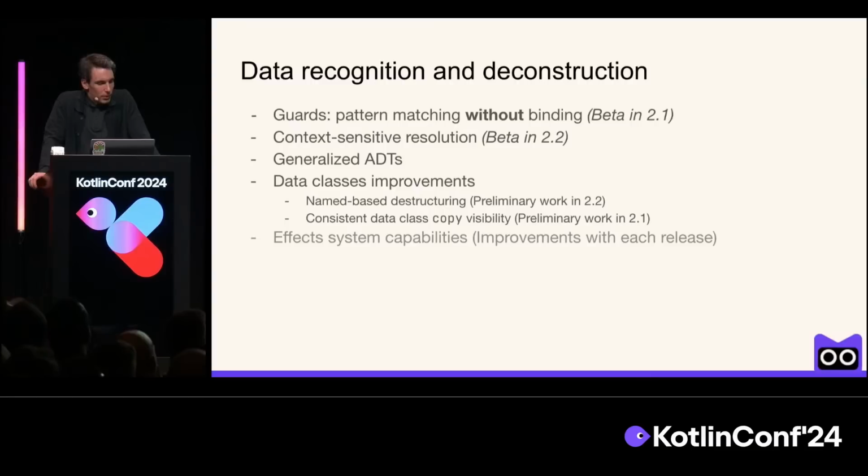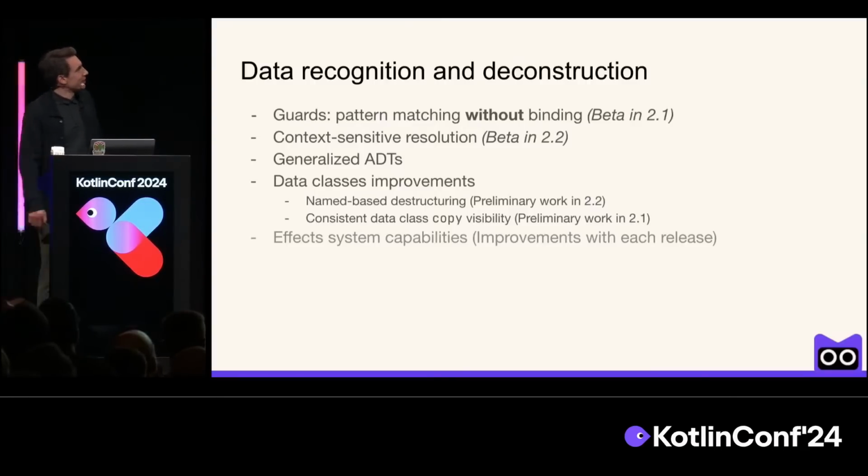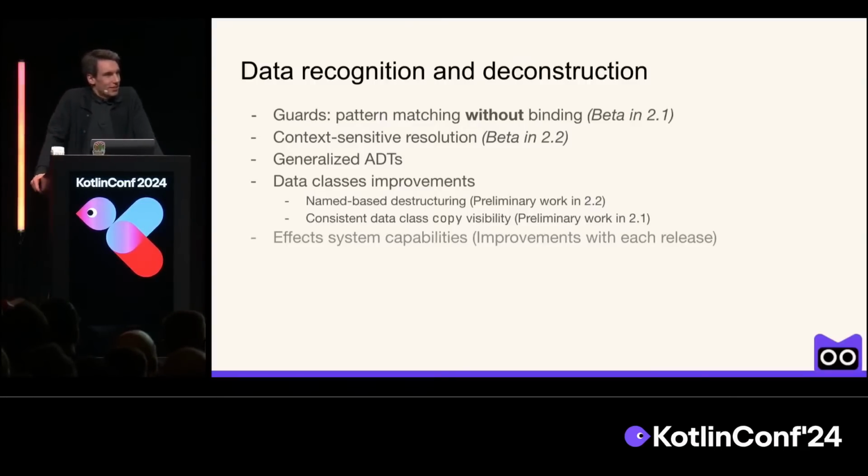So to repeat, we've just checked a few features like guards, pattern matching without notion of binding, context-sensitive resolution, generalized ADTs, data class improvements, and we also have this part for effect system capabilities, which I'm not going to cover today, as I would need a few hours to cover this topic, but we are going to improve this part with each release of Kotlin.